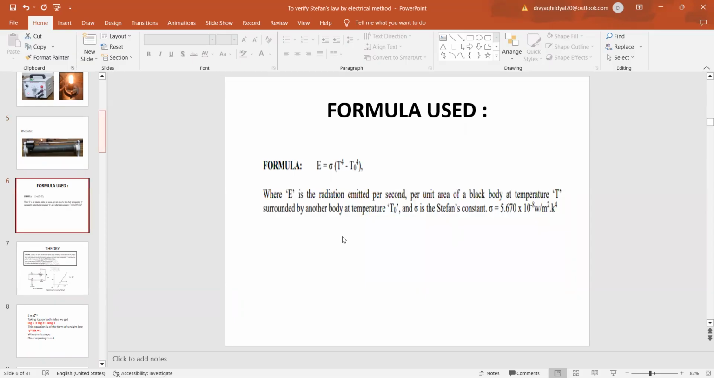So, what is Stefan's law? The energy emitted per second per unit area of a black body at temperature T Kelvin is given by E is equal to sigma into T to the power of 4, where sigma is known as Stefan's constant and its mathematical value is 5.6 into 10 to the power of minus 8 Watt per meter square Kelvin to the power of 4.